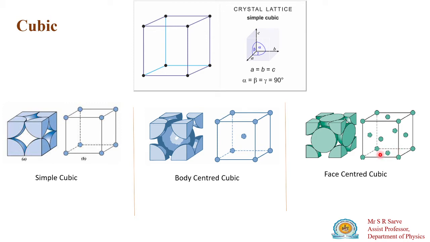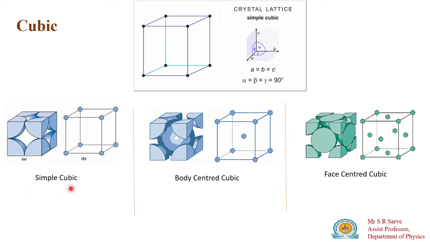For this lower face, at this point there is a lattice point. For this face, there is a lattice point, and for the upper face, the backward side, and the front side. So there are six faces, and at the center of the six faces there are six atoms. In this way you will see the structure like this: lattice points at the corner, as well as one lattice point at the center of each face. So this is about the cubic structure.